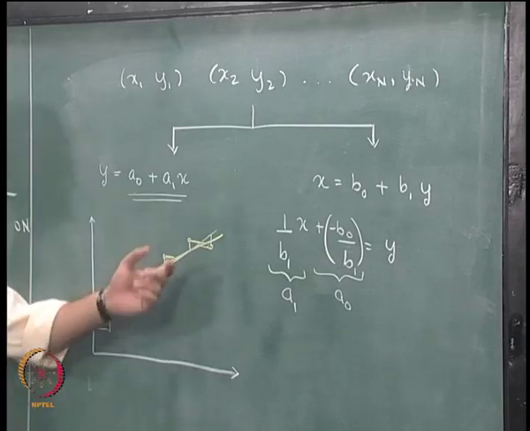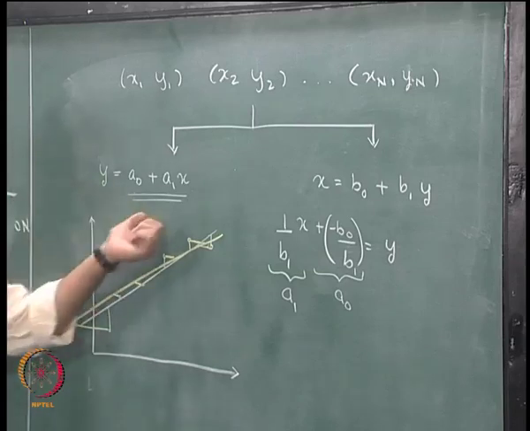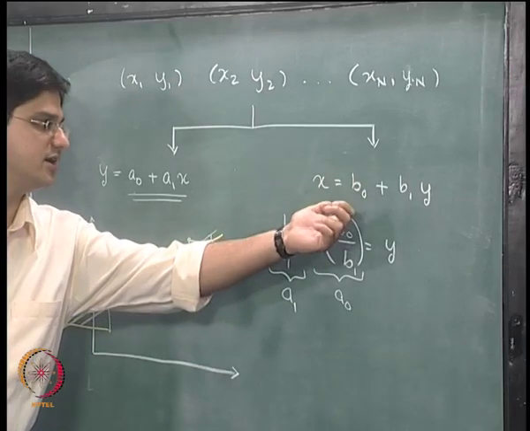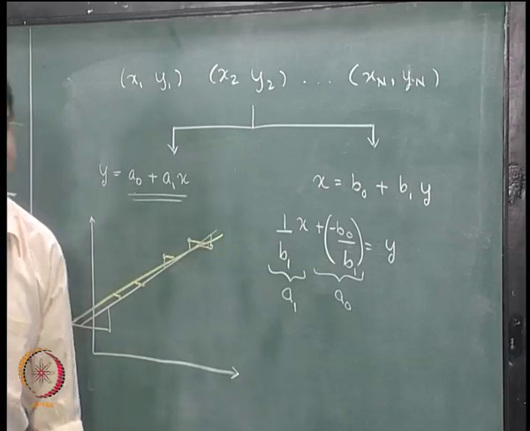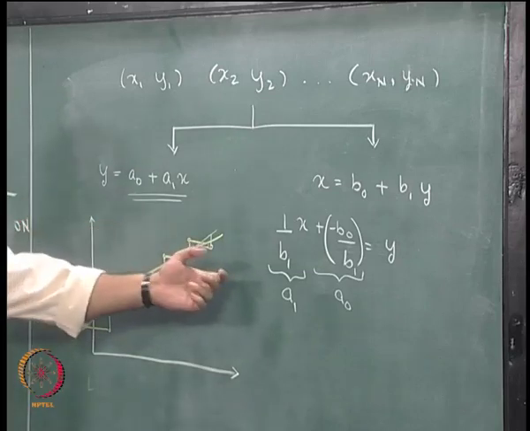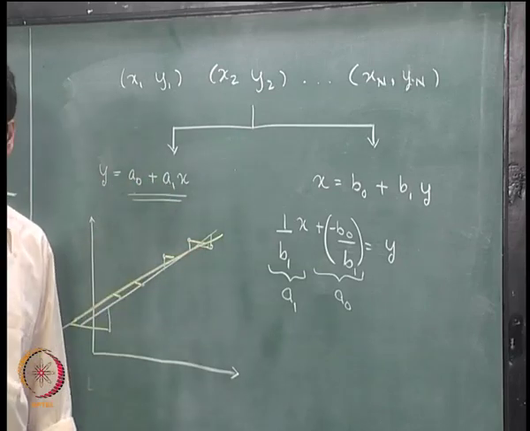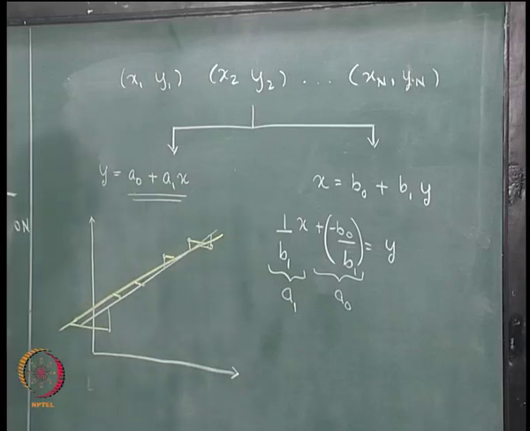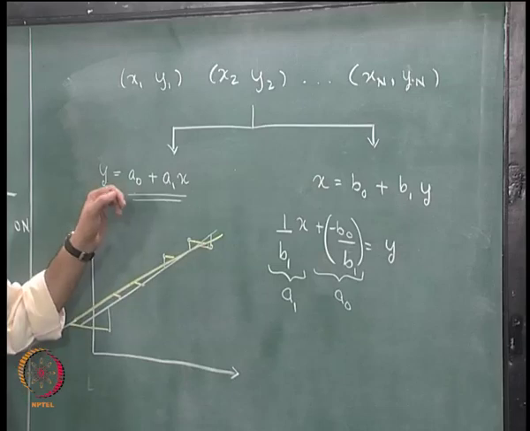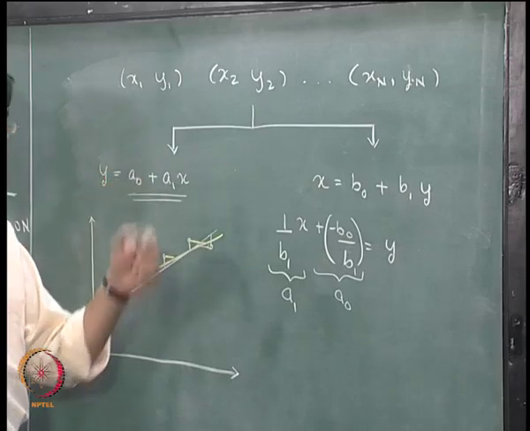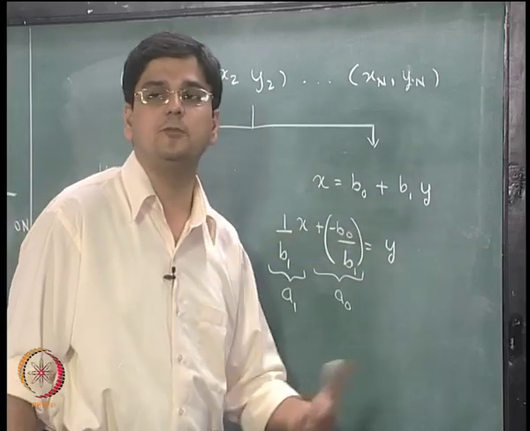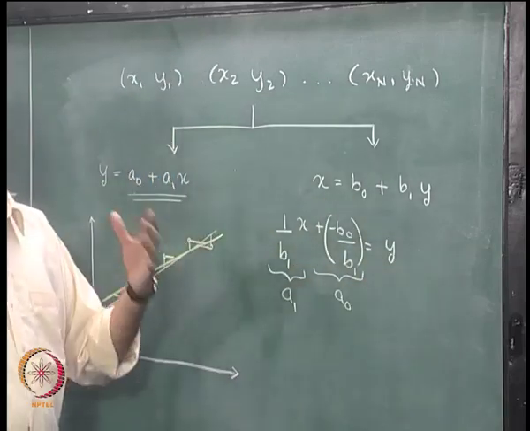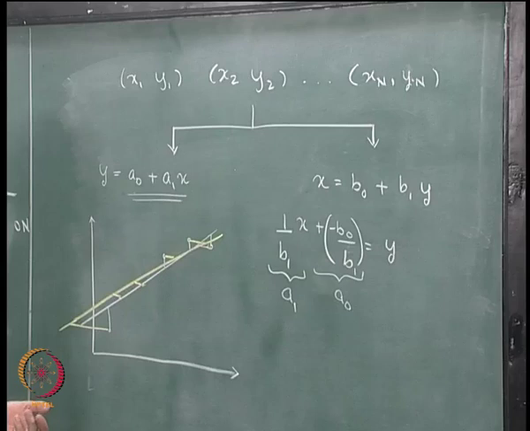Under certain cases, yes, we would definitely get a0 equal to minus b0 by b1 and a1 equal to 1 by b1 to be same as a0 and a1 over here, but in general for most cases that is not going to be true. So whether you need to use a functional form y equal to a0 plus a1x or x equal to b0 plus b1y depends on what you know about the overall system.